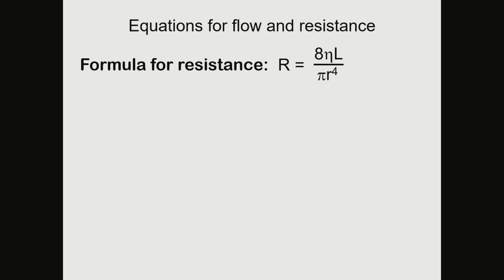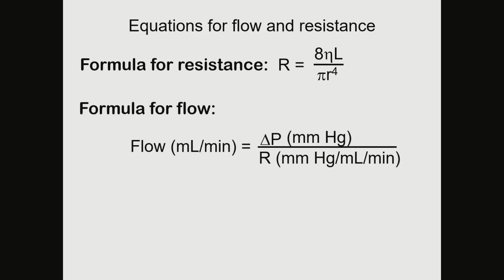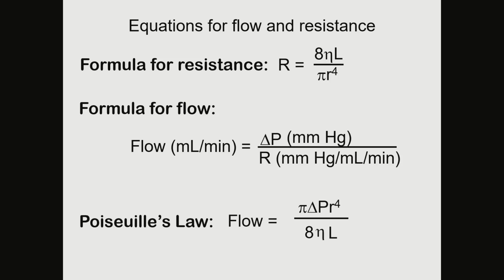More equations, okay? You probably had this in physics, I'm guessing. This is the formula for resistance. This is our formula for flow, delta P over R, and if you put those two things together, you get this guy's law. I think it's Poiseuille or something like that. Again, my French is not very good. I think this was a French guy. But what equation do I want you to remember? The first one, the second one, or the third one? The second one. That's what I want you to remember.